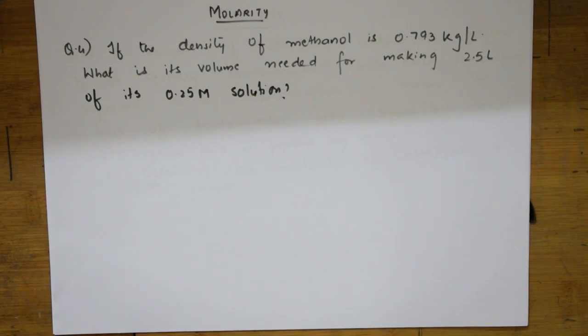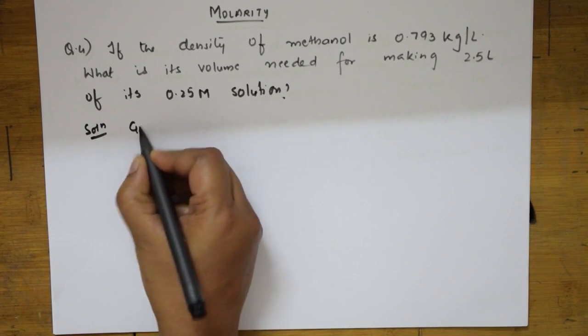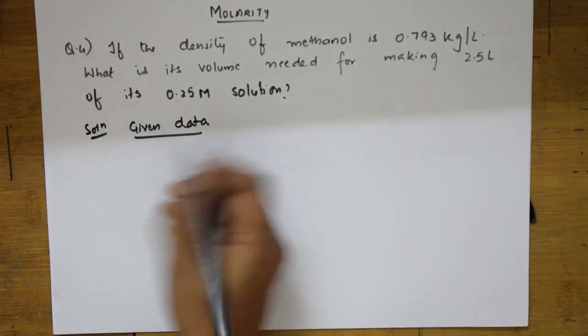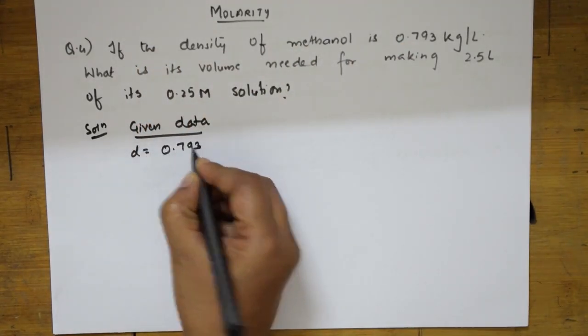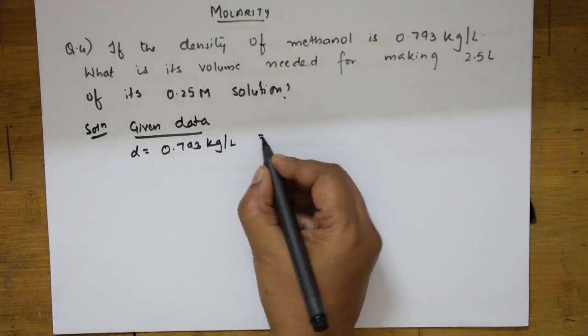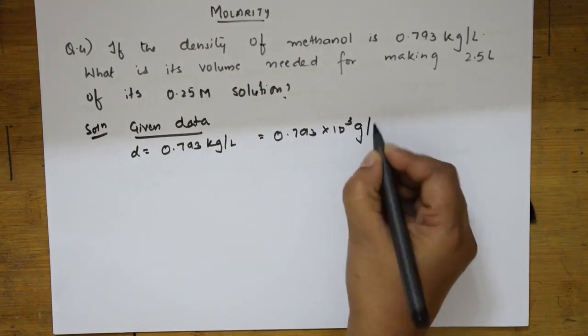So basically, when such a numerical is given to you, you should have clarity of what data is given, where to substitute, and what to calculate. So first of all, let us write the given data. When you write what is given to you, you'll have clarity. They've given us the density of methanol. So density is equal to 0.793 kilogram per liter. How can I convert this into gram per liter? So 0.793 into 10 raised to the power of 3 gram per liter.